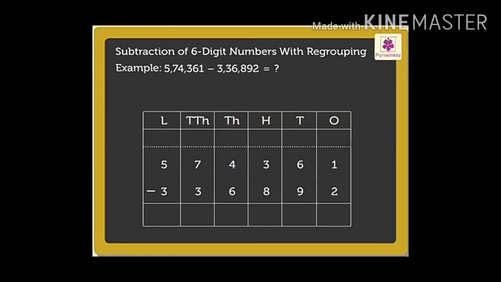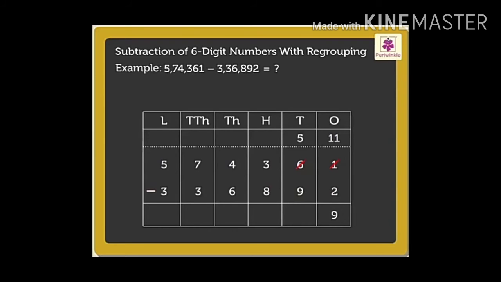Next, towards the left side. As you know how to subtract, this is with regrouping. First start from the ones place. 1 minus 2. 1 is less than 2, so there are not enough ones to subtract 2. So we have to regroup or borrow from the tens. So 11 minus 2 will get 9.